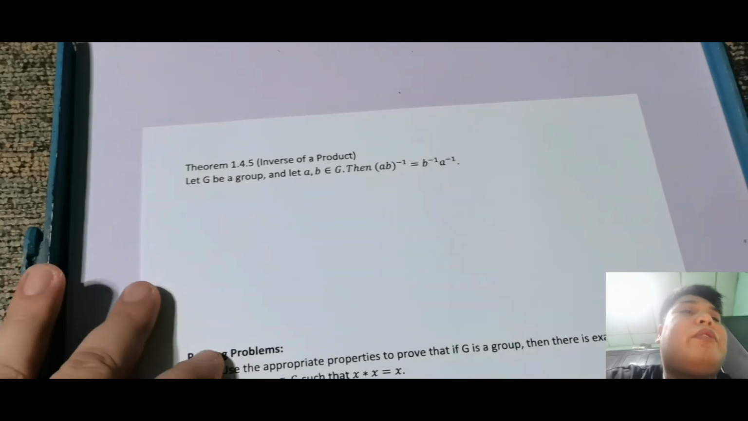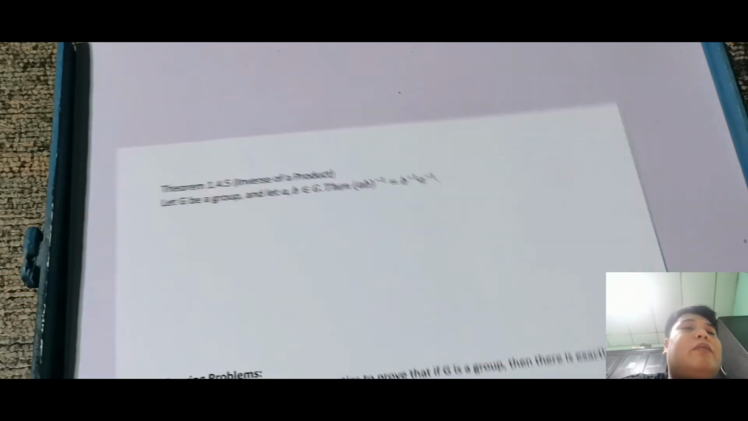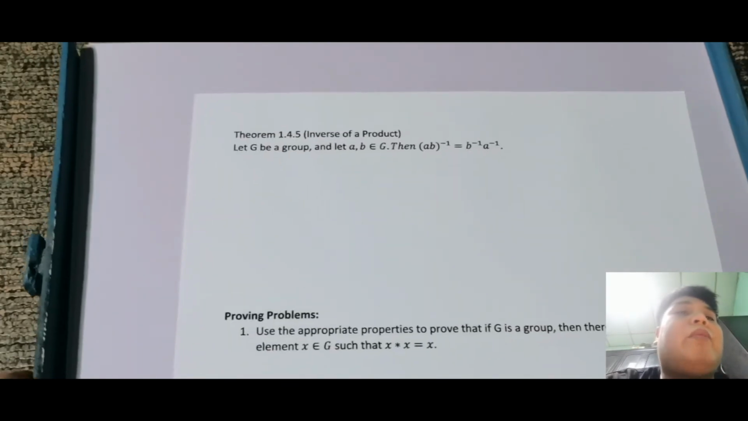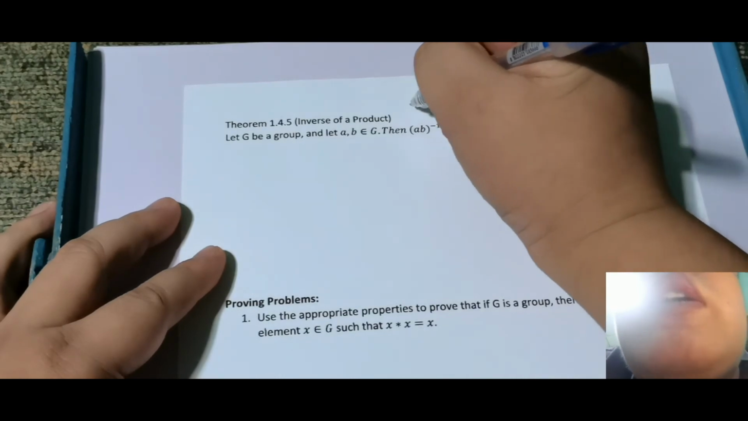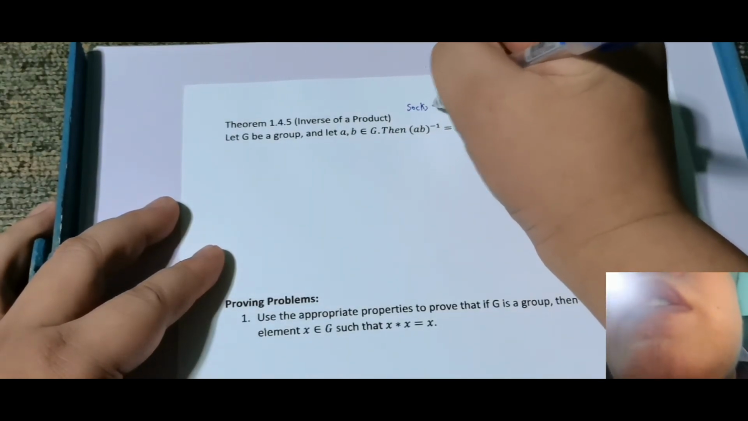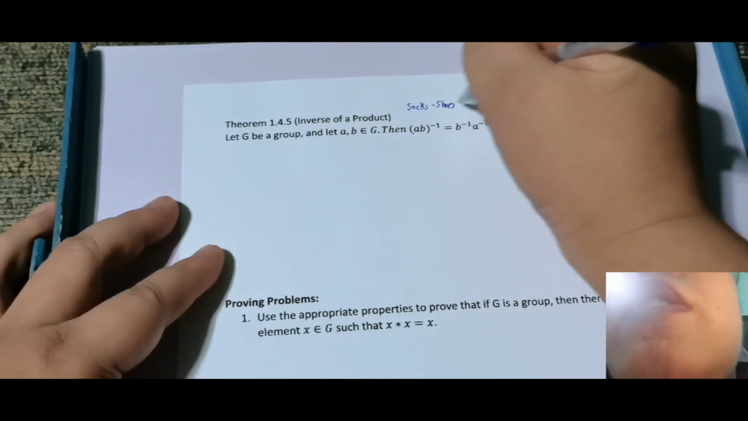Okay, so for the last topic or last theorem in this video, kasi next video natin is about proving problem. So magpo-prove tayo ng mga proving problem dito sa abstract algebra using yung mga properties na nakita natin. So we have theorem 1.4.5, the inverse of a product. So actually this is also known as the socks-shoes theorem.